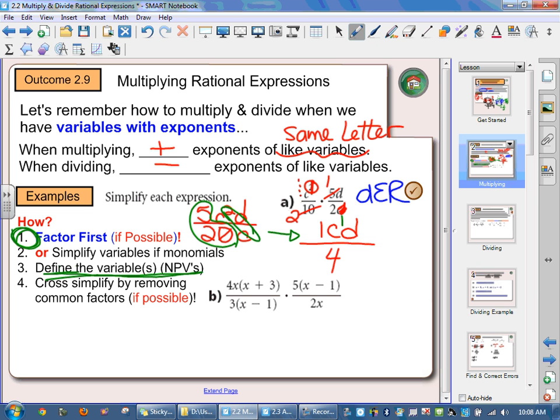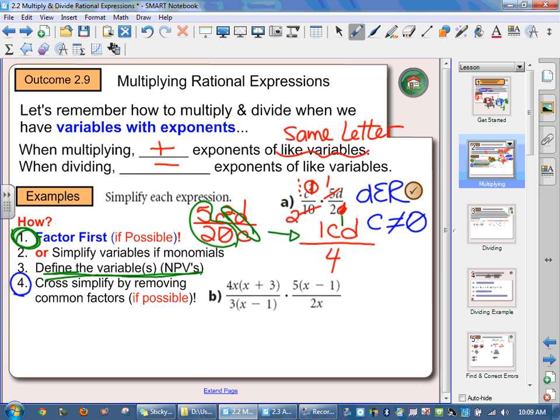What does c have to be? What can't he be? 0, right? Because if I take 0 times that 2, it becomes 0 on the bottom. So then c cannot be 0. D can be anything, but c can't be 0. So again, you only do it to the variables that are on the bottom. That's what needs to have a restriction. Then we cross-simplify by removing common factors if possible. This is what we were doing when we simplified before.